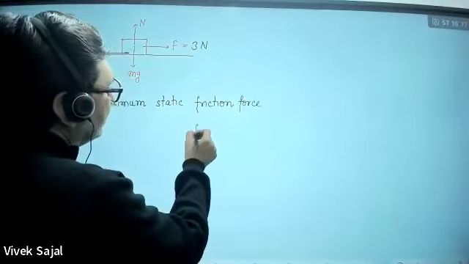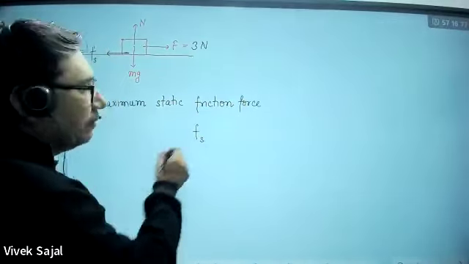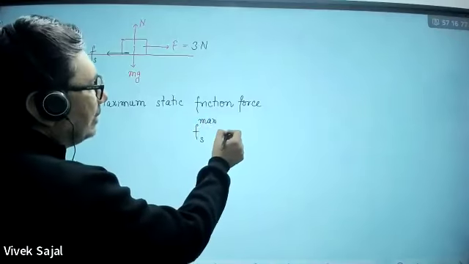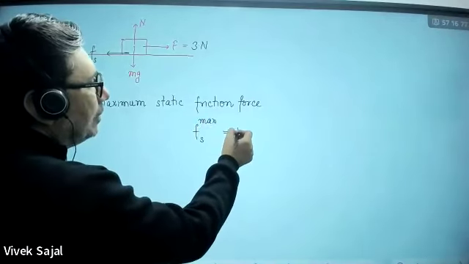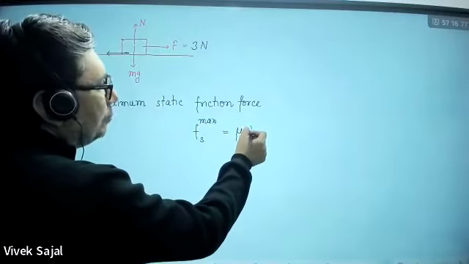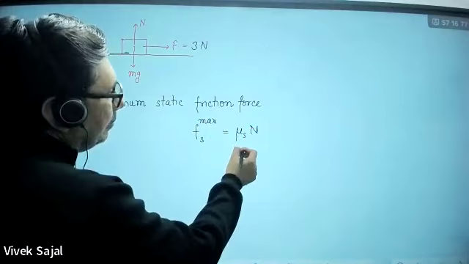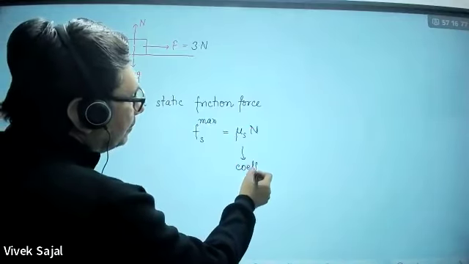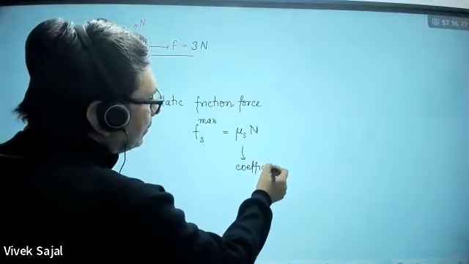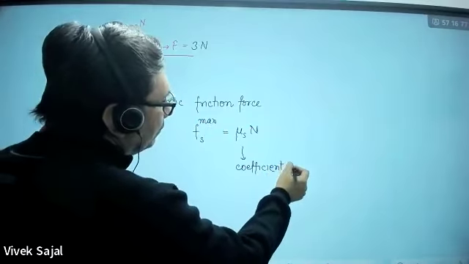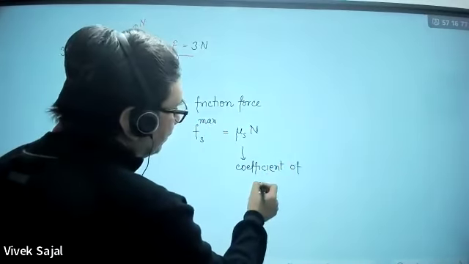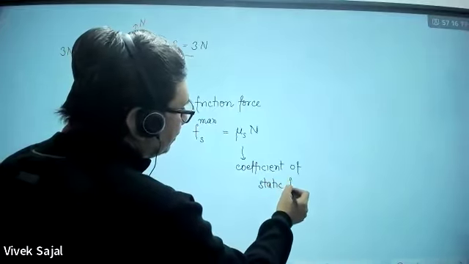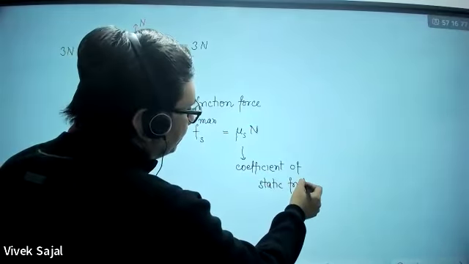The static friction force, written as Fs, has a maximum value equal to mu s into N. What is mu s? Mu s is the coefficient of static friction.